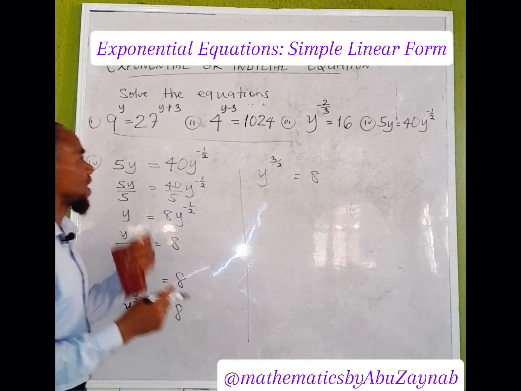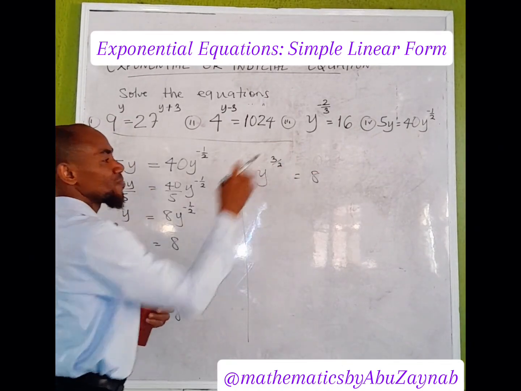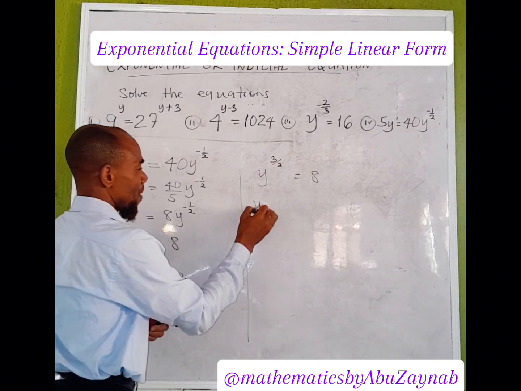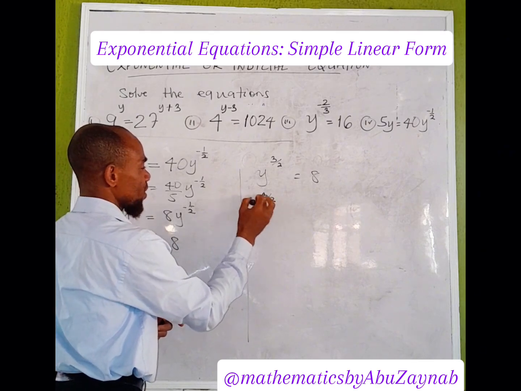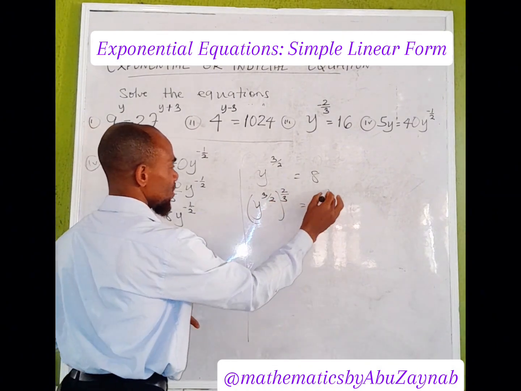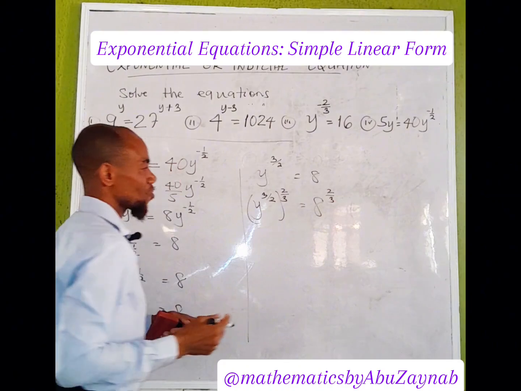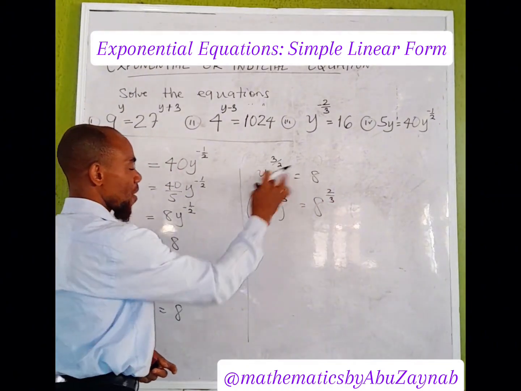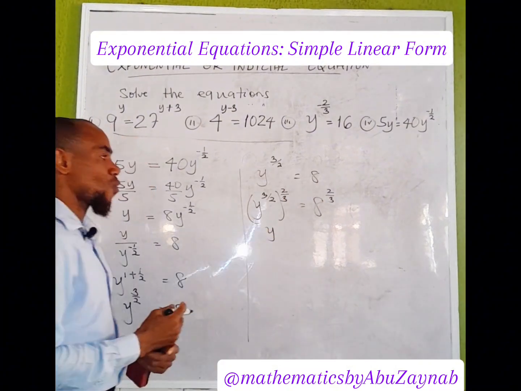Just like I mentioned in the previous lesson, we are going to deal with the power. So the power here is 3 over 2. How do we eradicate it? By using the reciprocal, which is 2 over 3. Don't forget, whatever you did to the left-hand side must also be done to the right-hand side. So when we multiply the powers, that reduces y to just power 1.